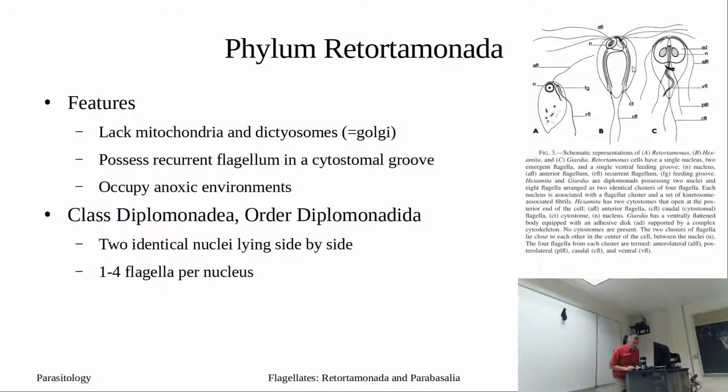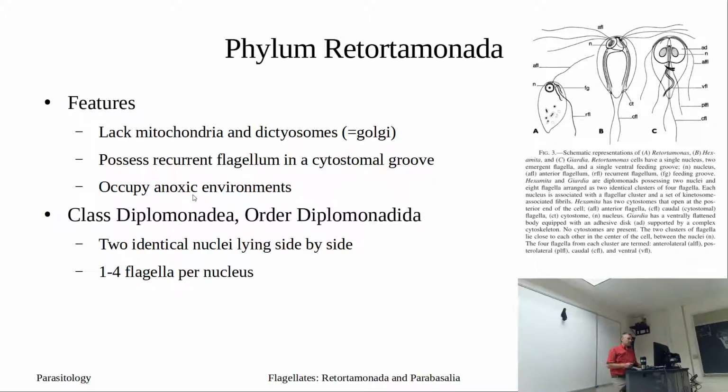And a cytostomal groove is where the flagella typically extend. So instead of emerging right at the posterior surface, it's actually emerging inside the groove, and the groove then forms kind of like a channel. We don't really see that in our own species, in our Giardia. And then they occupy anoxic environments, which helps explain why they don't have mitochondria.